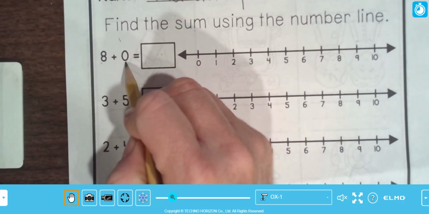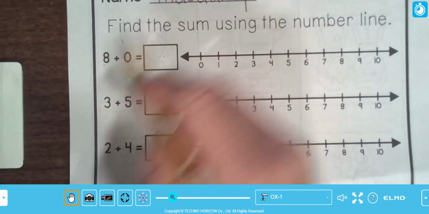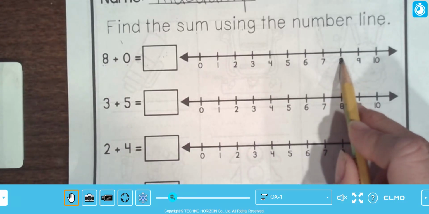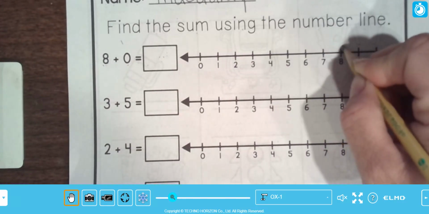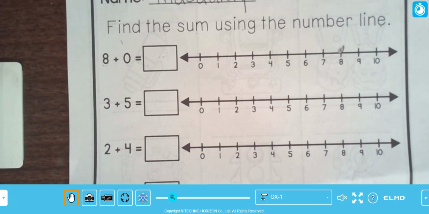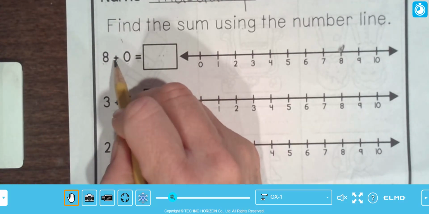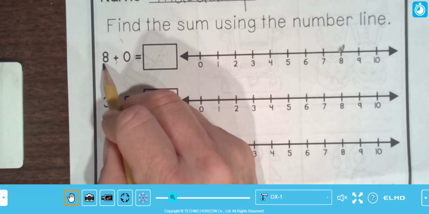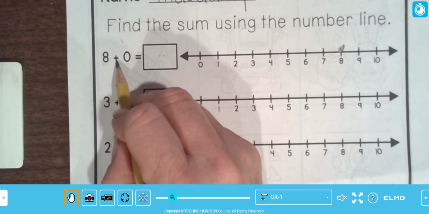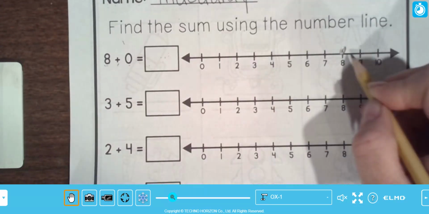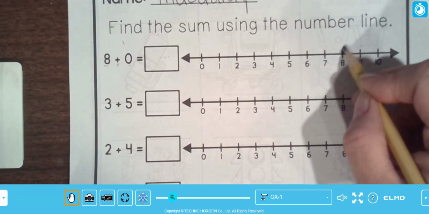8 plus 0 equals blank. So we're going to start with the 8 on the number line. Find the 8, there it is, and put a dot on it. Okay, now we're going to add. And add means our answer is going to get bigger. So we're going to start at 8, but then we're going to get bigger by 0, which means by nothing. So 0 means no loops, no bumps.